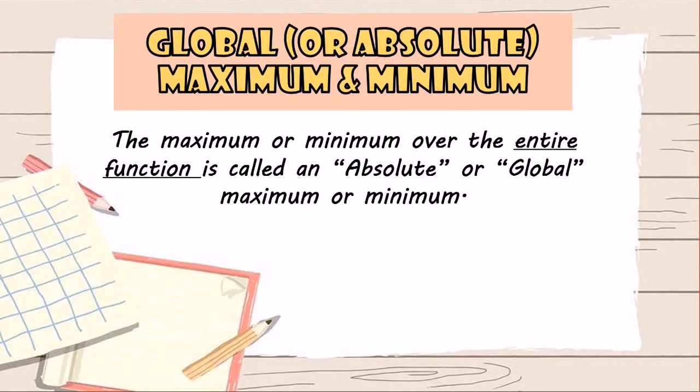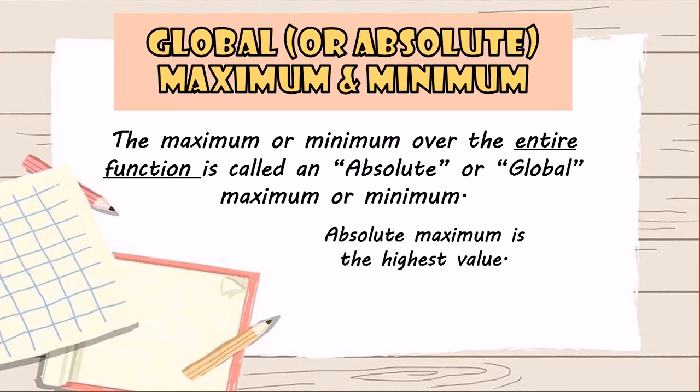The global or absolute maximum and minimum. The maximum or minimum over the entire function is called an absolute or global maximum or minimum. So there is only one global maximum and global minimum, but there can be more than one local maximum or minimum. Absolute maximum is the highest value, while the absolute minimum is the lowest value.